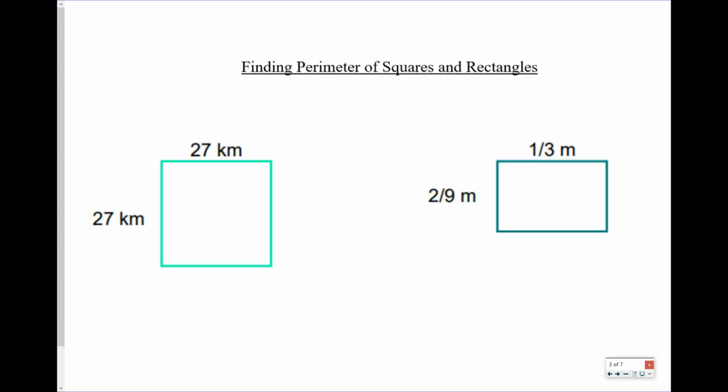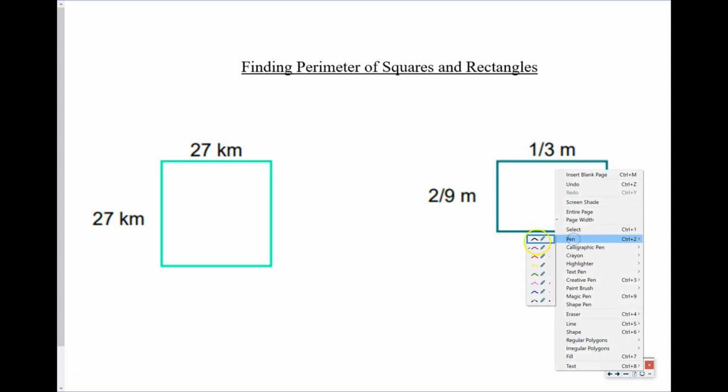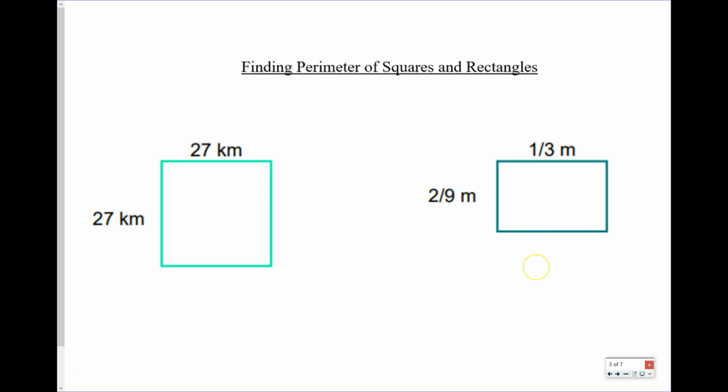So let's practice finding perimeters of squares and rectangles. Let's talk really quickly about what a square and a rectangle is. It's been a while, probably. So what makes something a square? Something is a square if it has 4 sides and all sides are equal. That is what makes something a square.